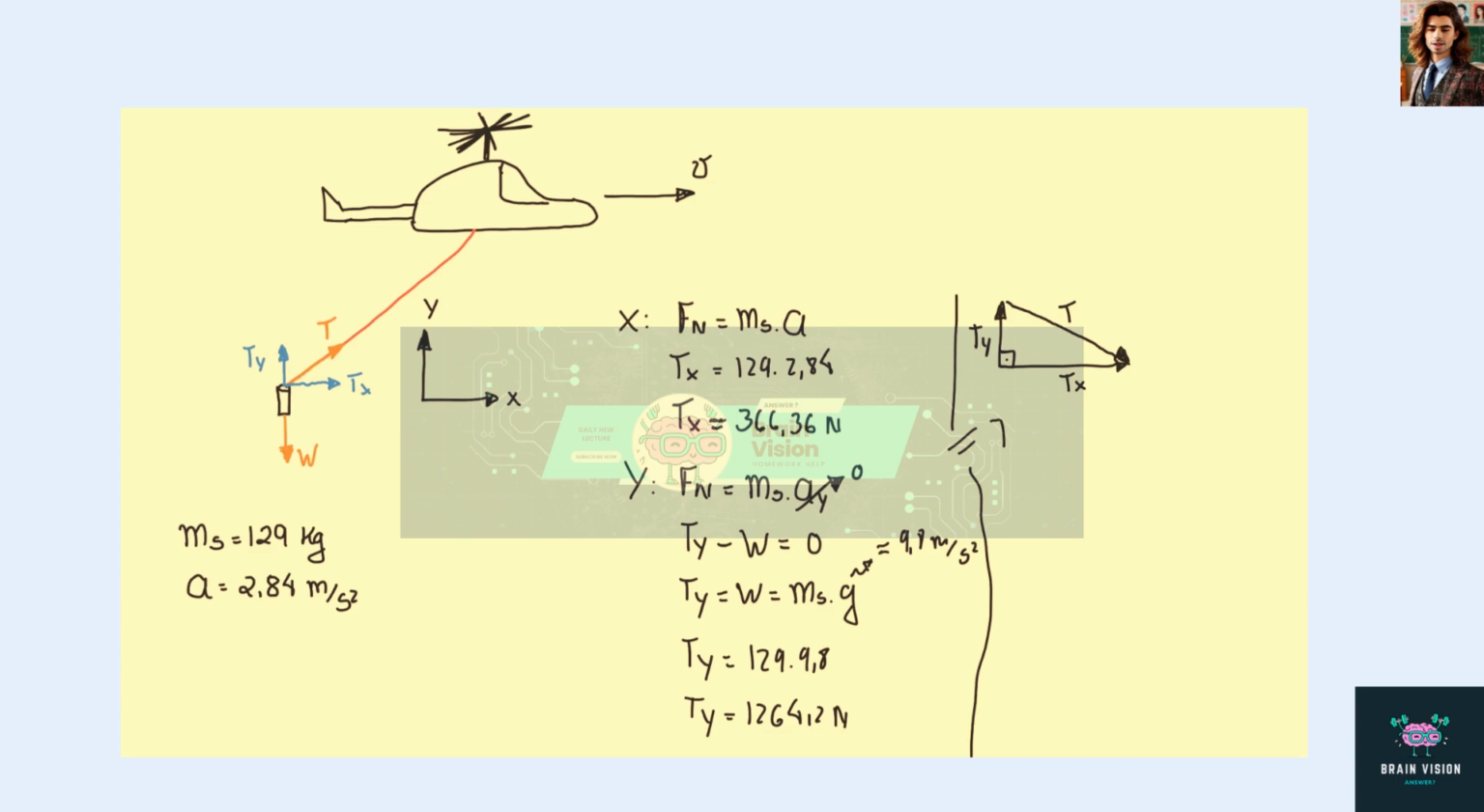Therefore, using the Pythagorean theorem, the full tension force has a magnitude that is equal to the square root of Tx squared plus Ty squared. Then the magnitude of the tension force is equal to the square root of 366.36 squared plus 1264.2 squared, and this results in a tension force of approximately 1320 newtons.